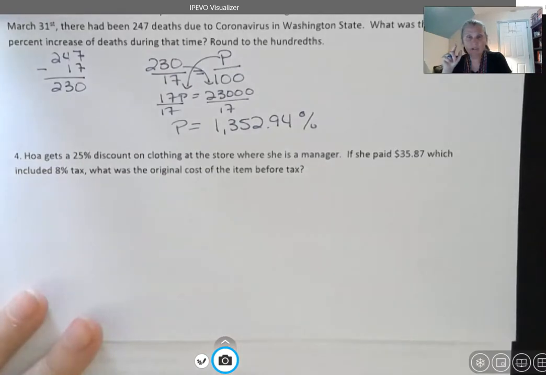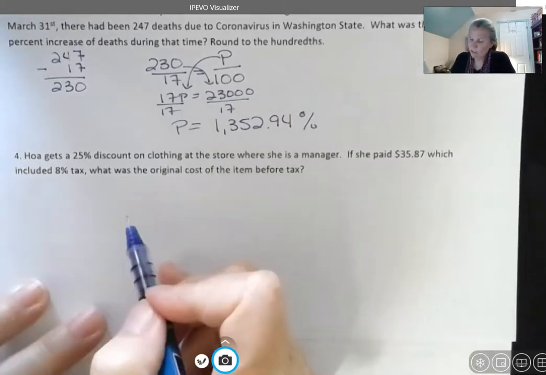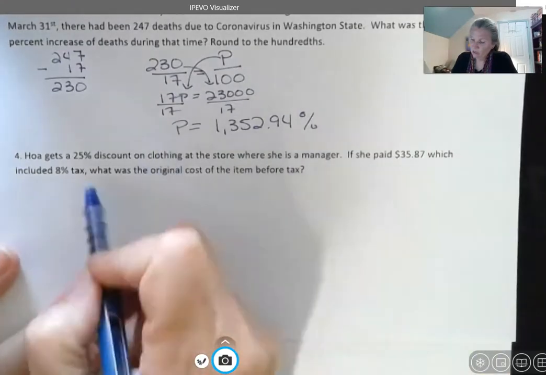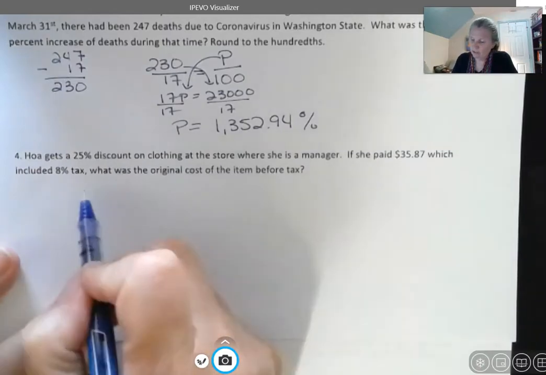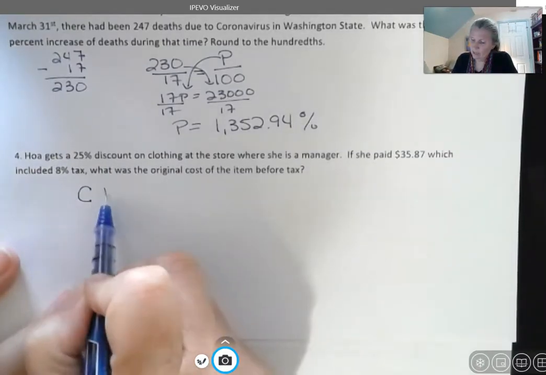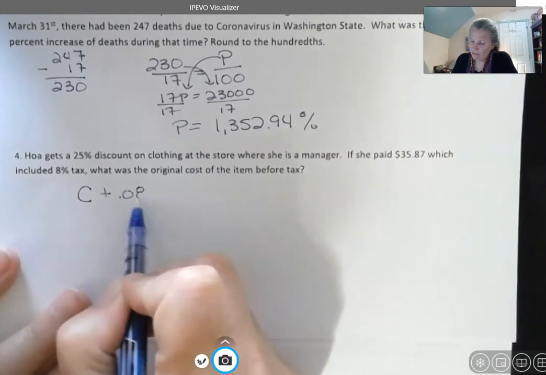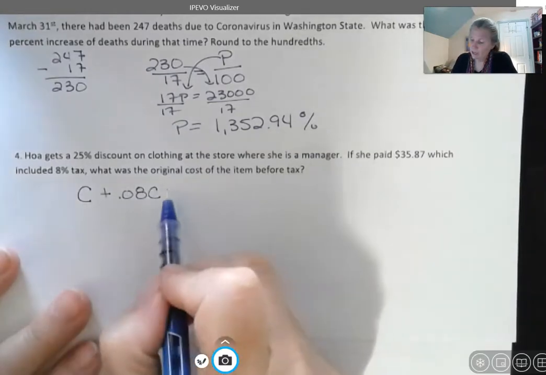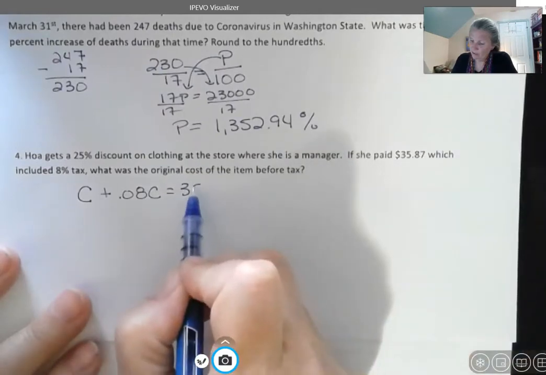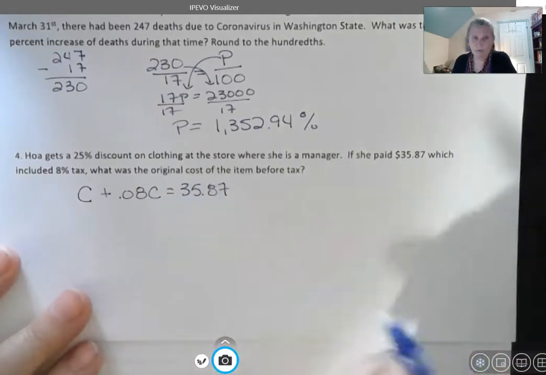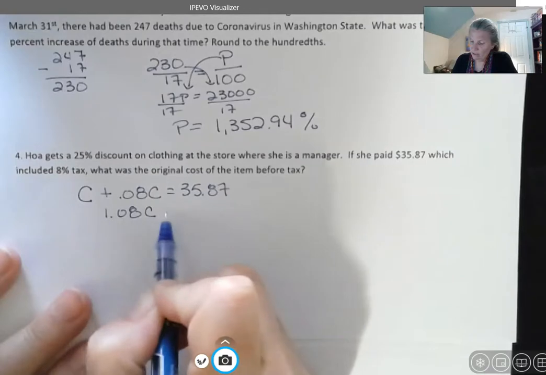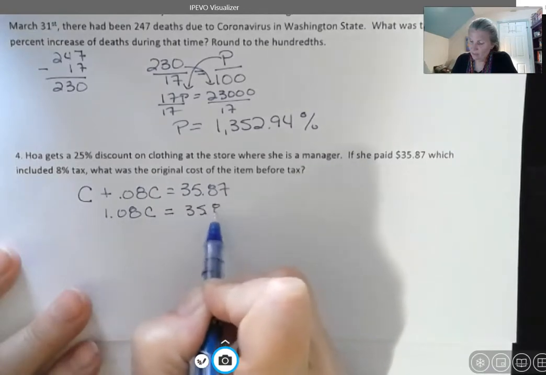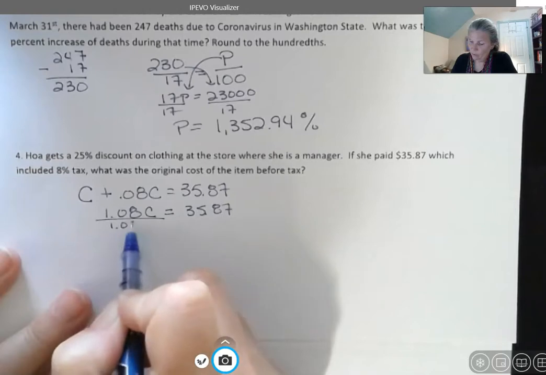The first thing I want to do is figure out what would she have paid if they hadn't added that 8% tax on. So I'm going to do this in a percent proportion. The cost of the dress with her discount, let's say that cost is C. But then they added on 8% tax. 8% of that was added on, and then she paid $35.87. If you add these two together, you get 1.08 C. And then divide both sides by 1.08.